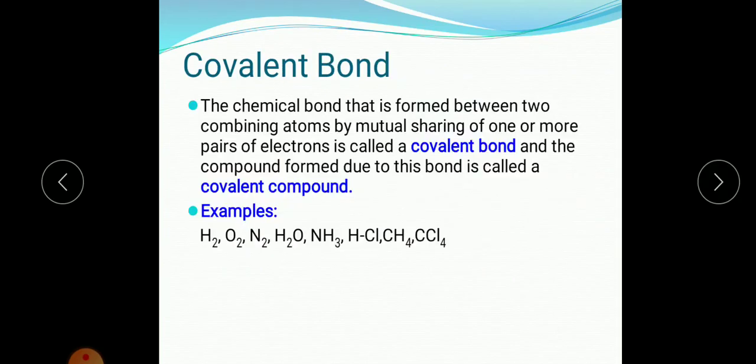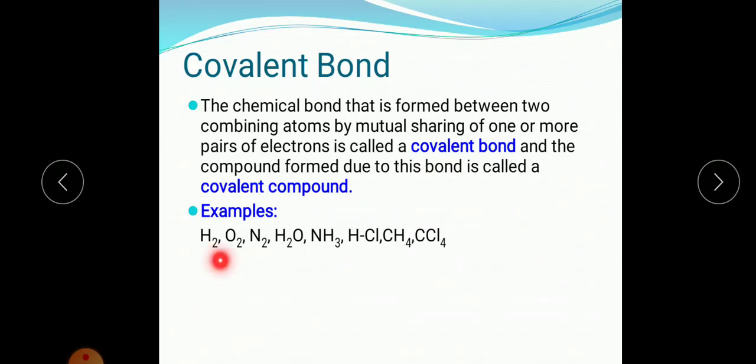Next we have covalent bond. The chemical bond that is formed between two combining atoms by mutual sharing of one or more pairs of electrons is called a covalent bond, and the compound formed due to this bond is called a covalent compound. So a covalent bond is that bond which is formed by the mutual sharing of electrons between two or more atoms, and the compounds where you find this are called covalent compounds.